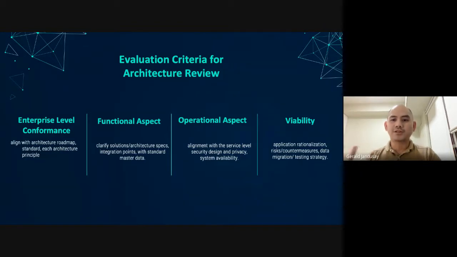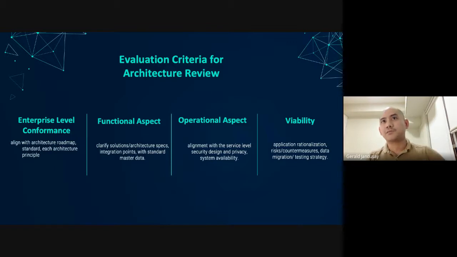This architecture board performs its architecture review of the solution architecture on the basis of the following evaluation criteria. The first criterion is enterprise level conformance, where they have to align with the architecture roadmap, standards, and each architecture principle. The second evaluation criterion is the functional aspect, where they have to clarify the solution's architecture specs and integration points with standard master data.